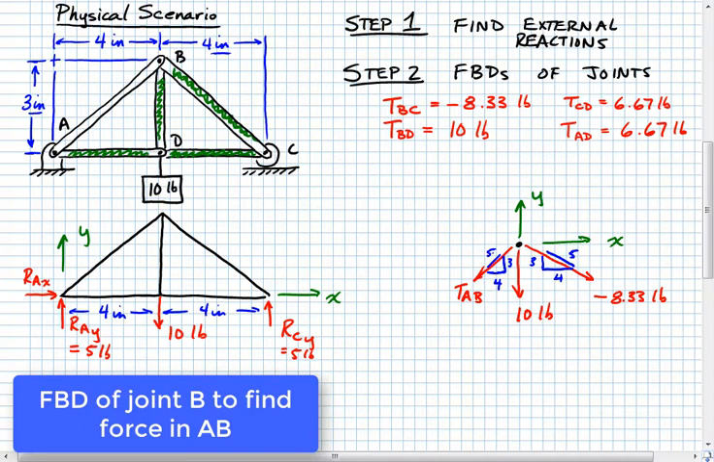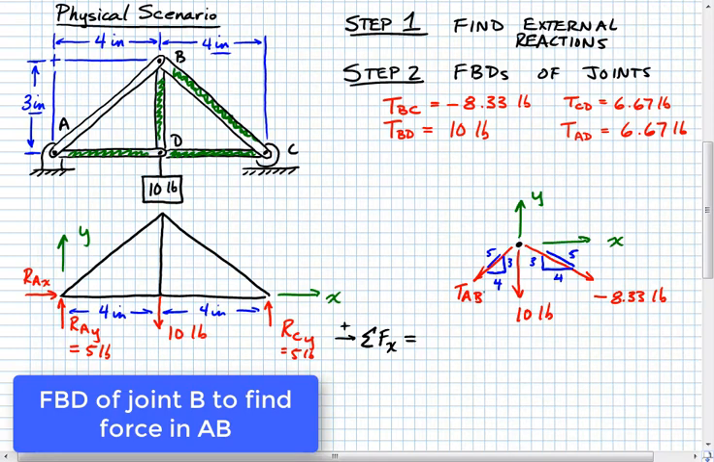All right, and so now that we've got that free body diagram, we can go ahead and solve for one of the unknowns here, the only unknown being TAB. All right, so writing our equilibrium equation here, we'll sum forces in the x direction, and we'll take rightward to be positive, so we'll sum that.